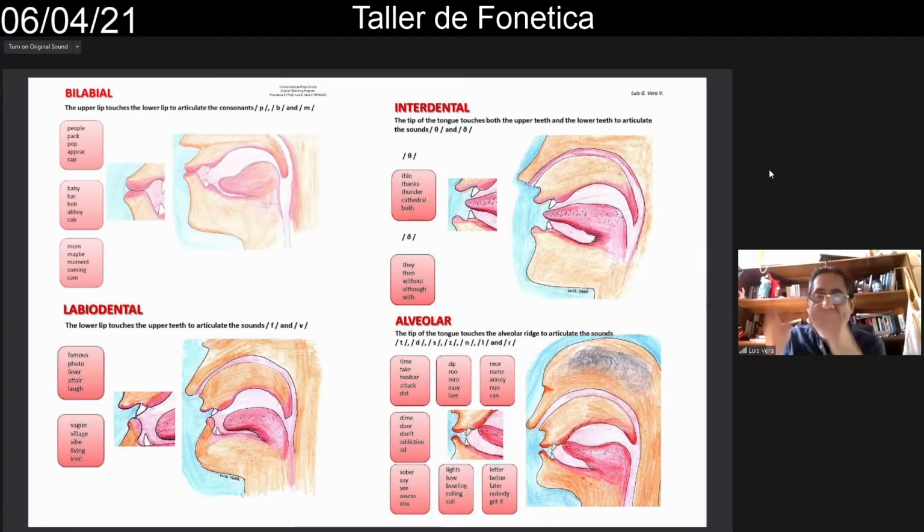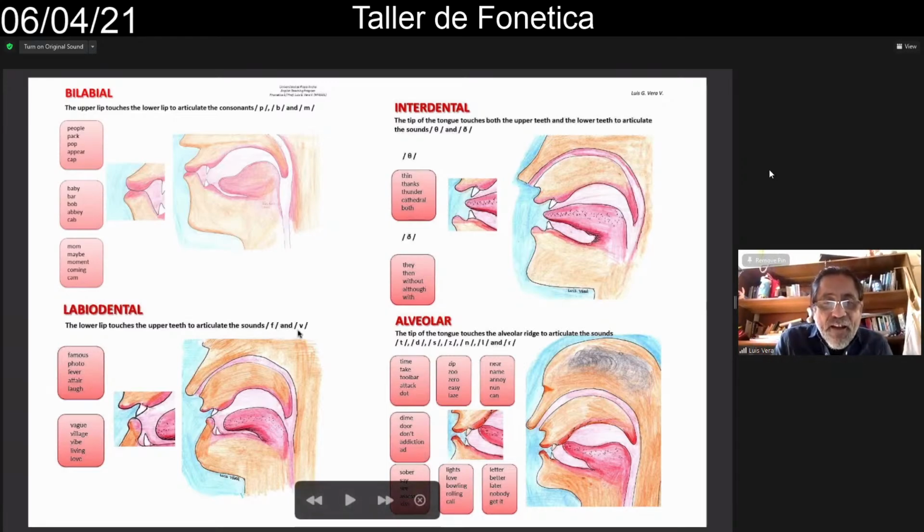Notice that the sounds are in slashes, not in brackets. They are phonetic symbols, not letters. A letter is A, B, C, D, E, F, G, H, I, J, K, L, M, N, O, P, Q, R, S, T, U, V, W, X, Y, and Z. Those are the letters. But now we are talking about phonetic symbols.